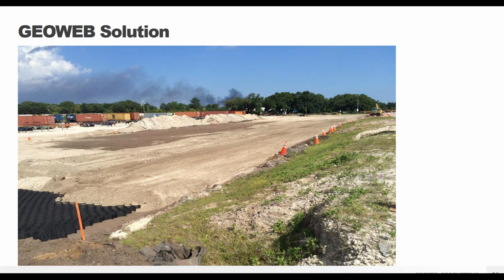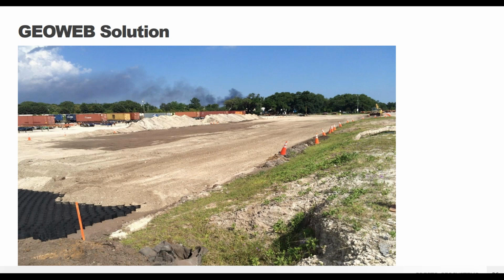So we worked with the engineer to come up with a value engineered solution. This was something that we worked directly with them to try and help save on costs and material and all that. And we came up with a solution consisting of an 8-inch deep GeoWeb panel and then a woven geotextile underneath the panels to help support those loads.